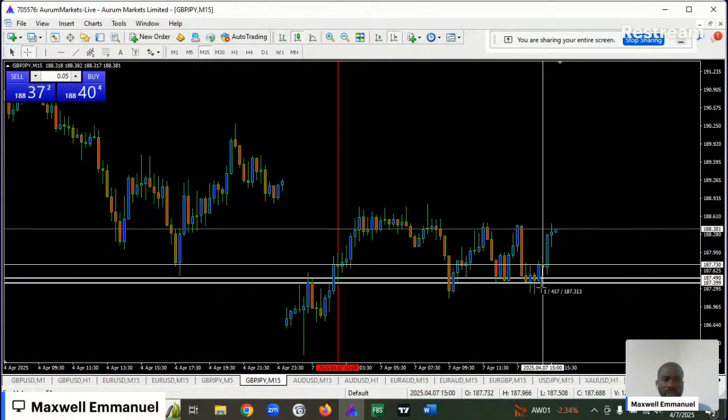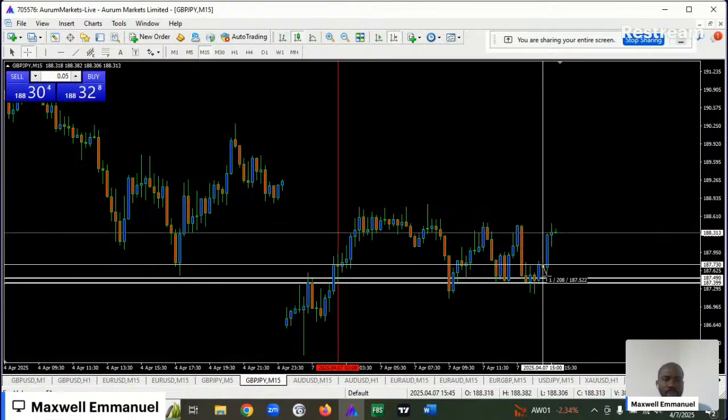stop loss, 40 pips stop loss, then 60 pips TP at least. By now you should be out of this trade, 60 pips on GJ. If you had bought from this point, you would have made 60 pips. Your risk will be 40 pips.